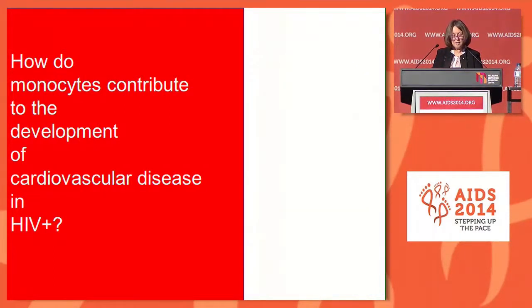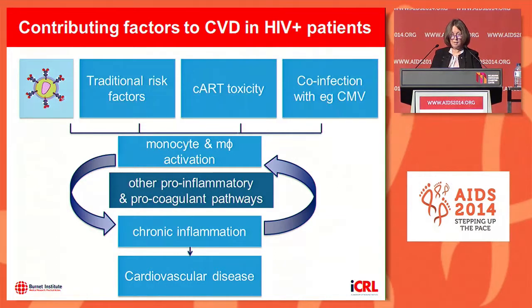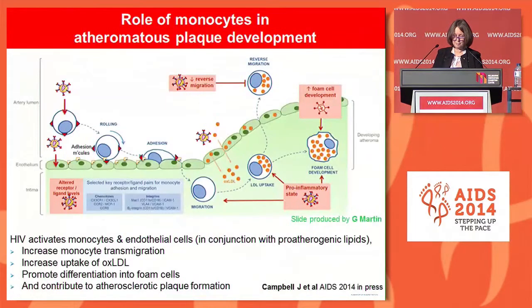So how do monocytes contribute to the development of cardiovascular disease in the setting of HIV? Well, we all know that the pathogenesis of cardiovascular disease is multifactorial. However, monocytes and chronic inflammation play a crucial role in the development of cardiovascular disease. Added to this, though, are a number of other pathways, including procoagulant pathways, critically important, but I don't have time to discuss those today.